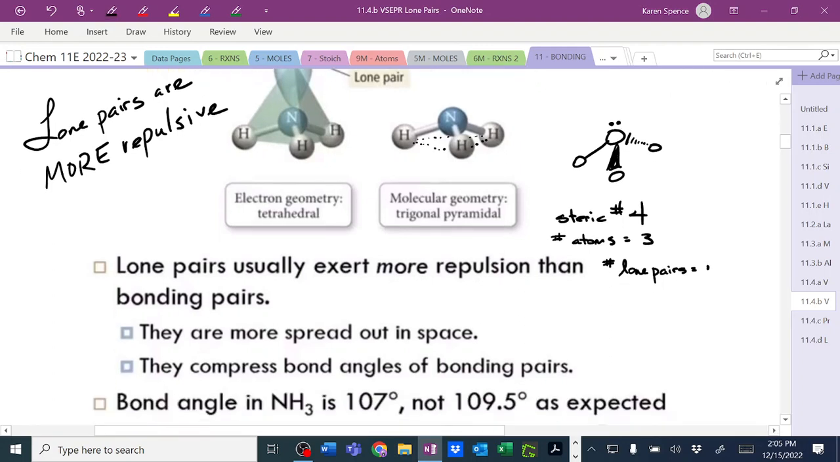Lone pairs usually exert more repulsion than bonding pairs because they are more spread out in space. At least that's what it says here. I'm willing to go with that. You're not going to have to explain why. You can just say, okay, lone pairs are more repulsive. They compress the bond angles. So instead of 109.5, what are you going to say? Less than 109.5, because you do not need to memorize that it's 107 for ammonia and so on. Just less than 109.5 is a happy way to do it.